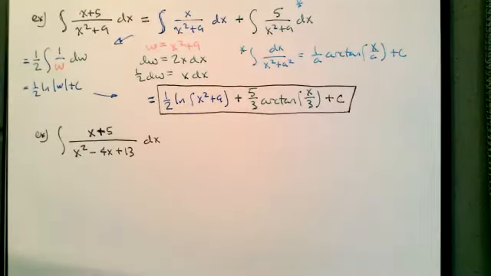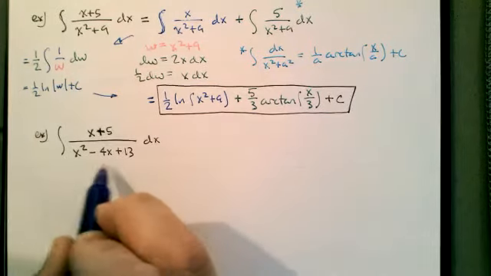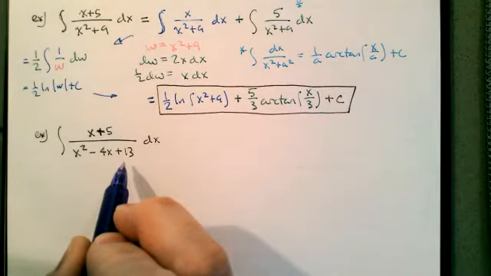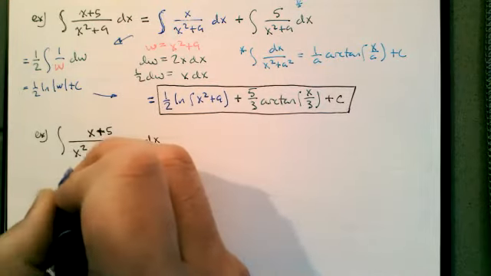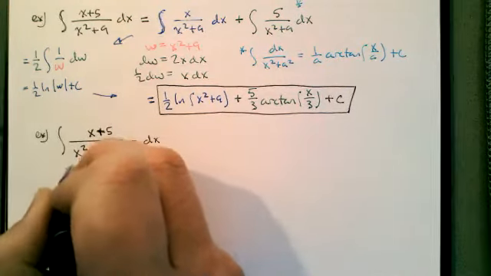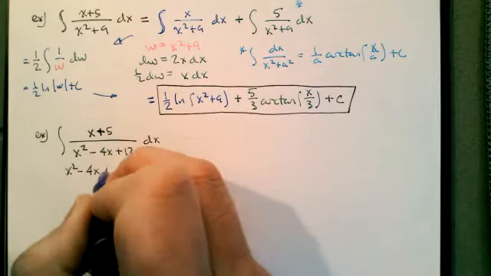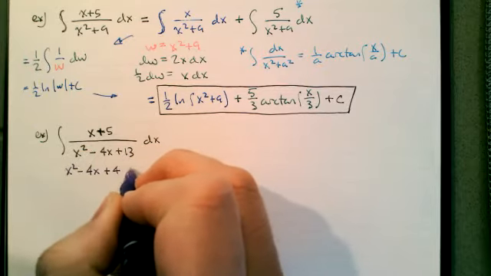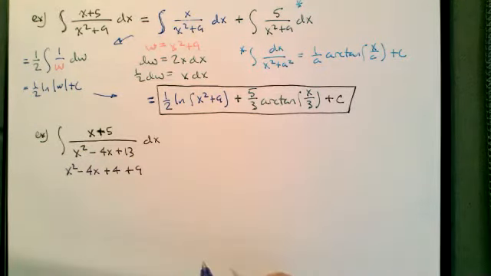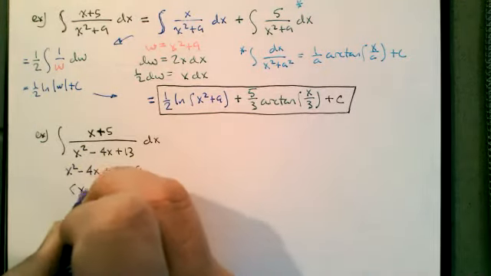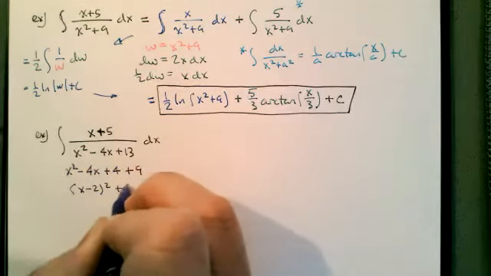All right, what are we talking about? Oh, yes. So I noticed that the denominator is quadratic with complex zeros. So I'm going to complete the square, and x squared minus 4x. To complete this square, I'll need a +4, and I'm going to break that off the 13. So that's going to leave a +9. So this is going to be an x minus 2 squared plus 9.